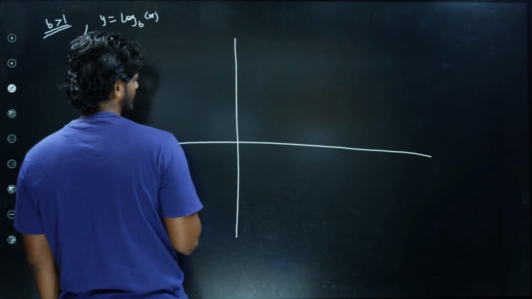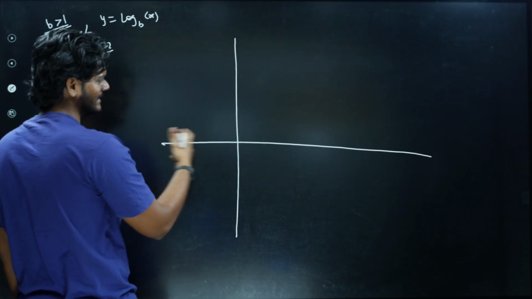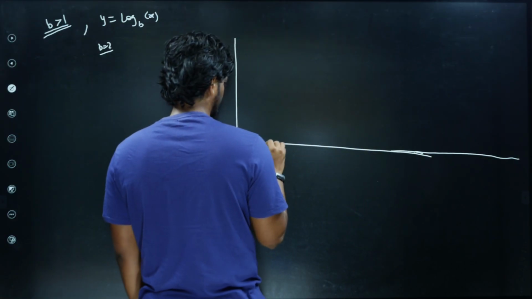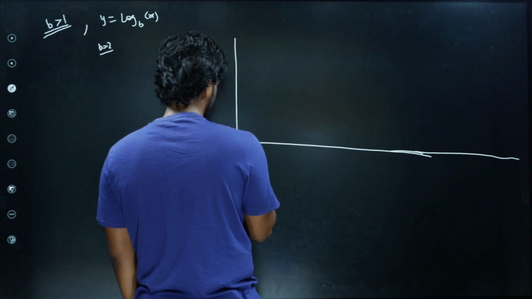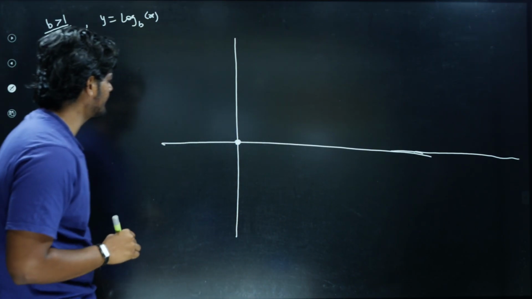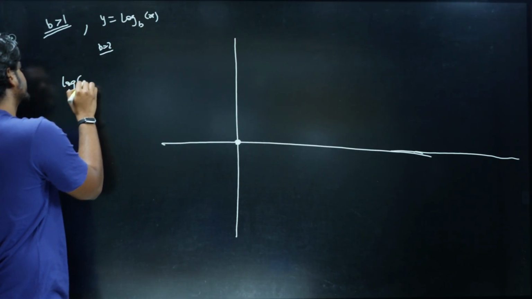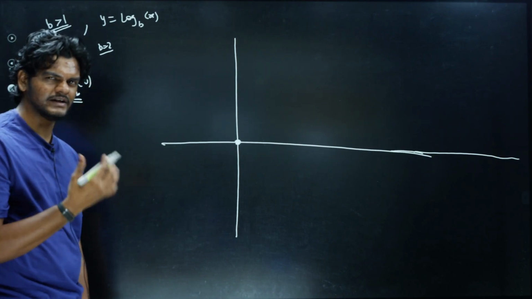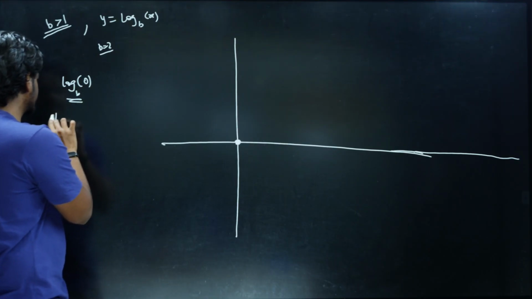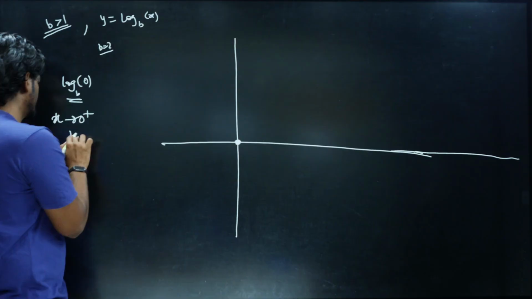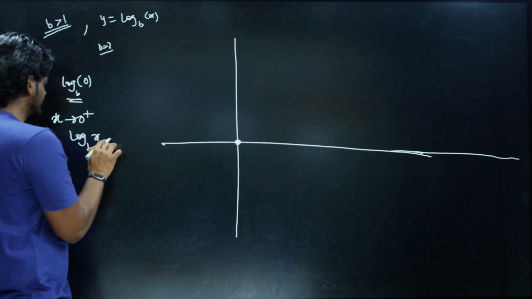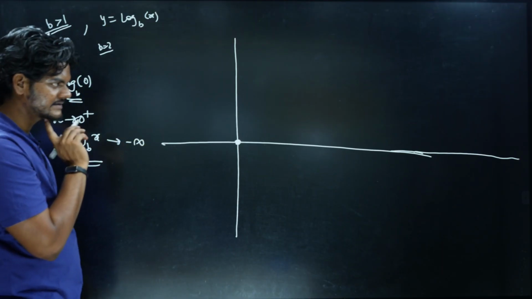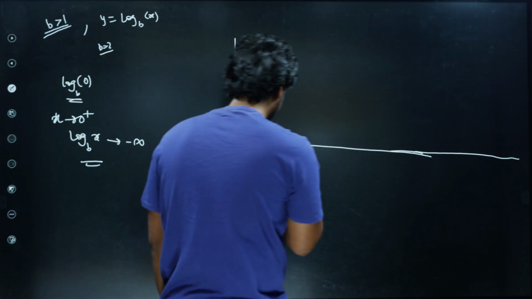Imagine that at 1 it is always 0. Since x cannot take negative values, I'm only focusing on the positive x-axis. At 0 we are not able to define it. We cannot define log of 0 base anything. Because if x tends to 0 plus, log of x base b tends to minus infinity, for b greater than 1 at least.